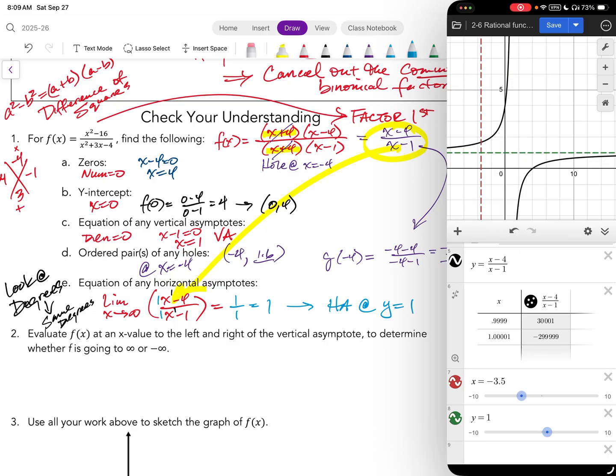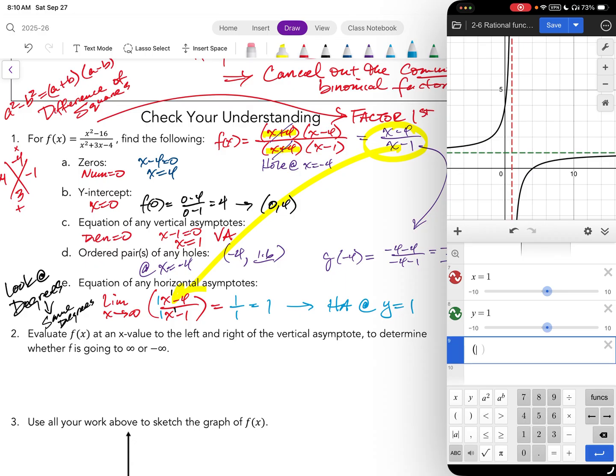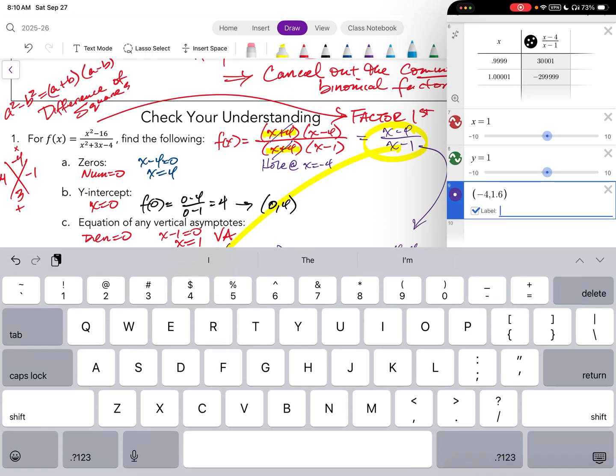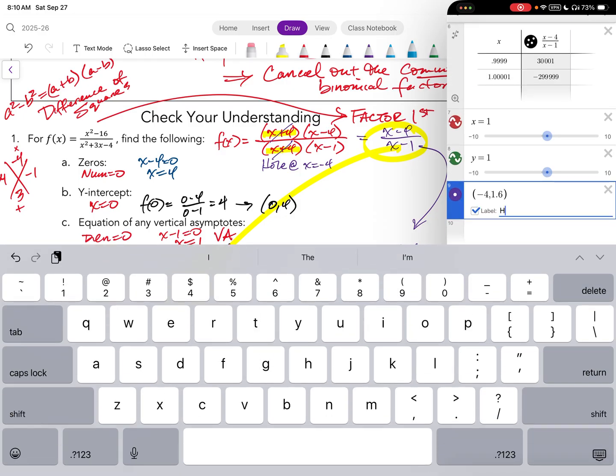Now Desmos does not or cannot show you where the hole is because it's not defined there. So it's not that sophisticated. So go down here, type in the hole. So parentheses, okay, -4, just type it in, comma, and then 1.6. All right, and then let's make a label for it. Let's say hole. So just type it in, and then at -4, comma, 1.6.